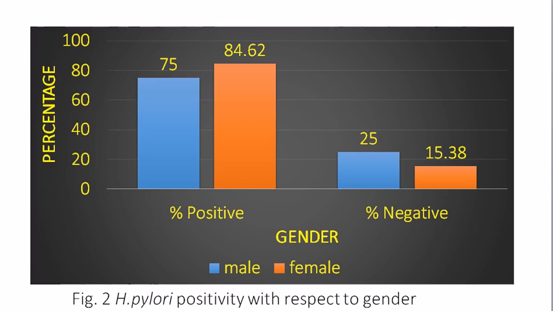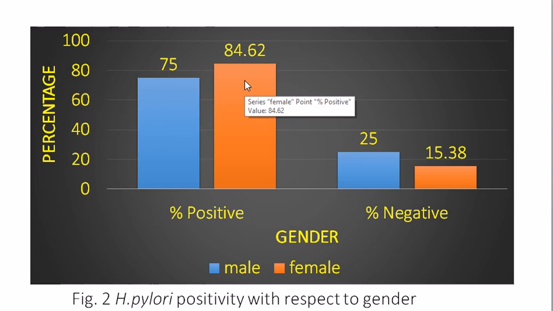Okay, now people have been debating about the relation of gender to H. pylori. So we wanted to find out, does gender have any relation at all to the contracting or infection of H. pylori? And this is the result that came out. Actually, we had 26 females turning up and 24 males. So the number of females was more than the males, and they had the higher number of positives as compared to the males.